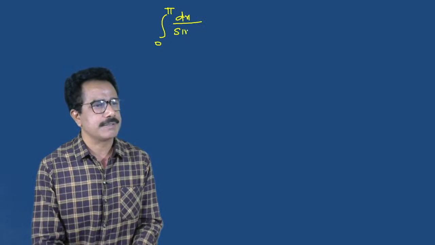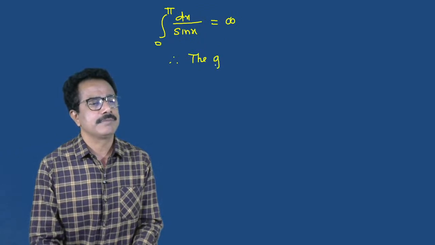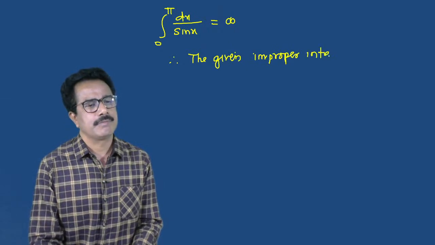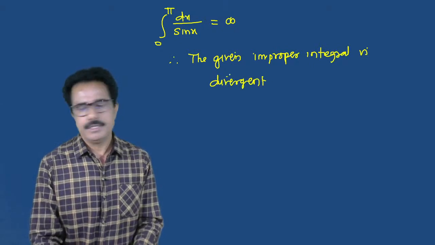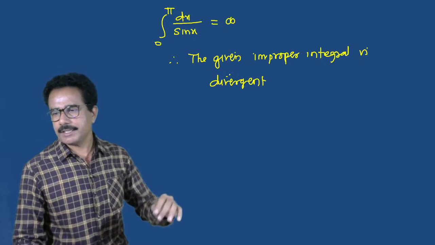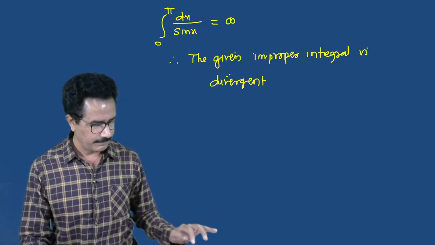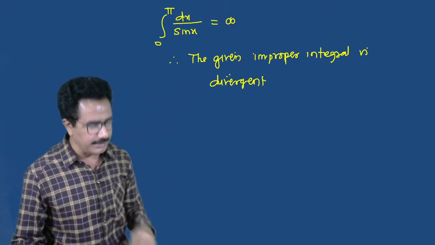Therefore the integral from 0 to pi dx divided by sin x goes to infinity, therefore the given improper integral is divergent. Okay, thus we can find the given improper integral is divergent. In this way, this given improper integral comes out divergent and gets solved.